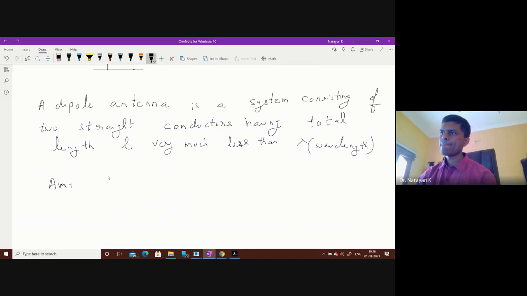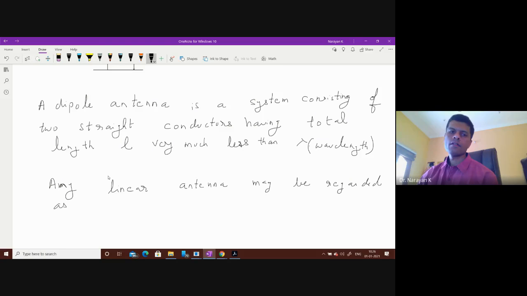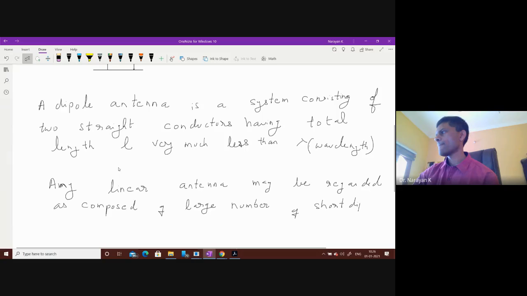Any linear antenna may be regarded as composed of a large number of short dipoles connected in series. Okay.